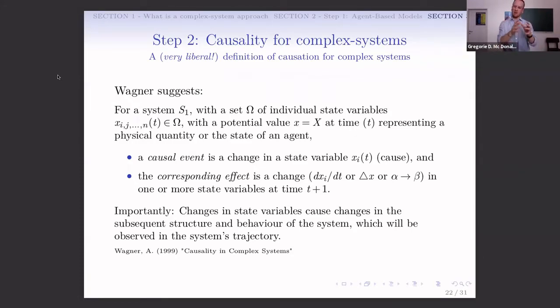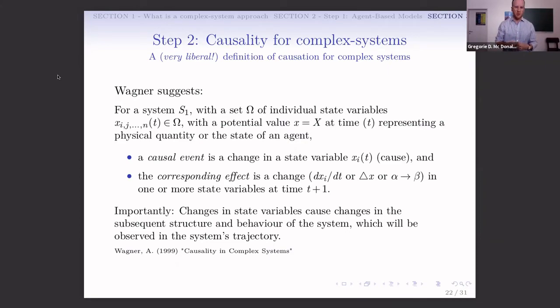x at time t, that being the cause, and then the corresponding effect will be a change observed through a differential, a gradient, or simply by a qualitative state transition from a state alpha to a state beta in one or more state variables at the future time step t plus 1. Importantly, changes in the state variables cause changes in the subsequent structure and behavior of the system, which will be observed in the system's trajectory. So it's a very interesting definition, and it's a starting point.